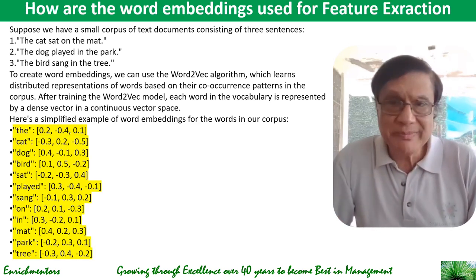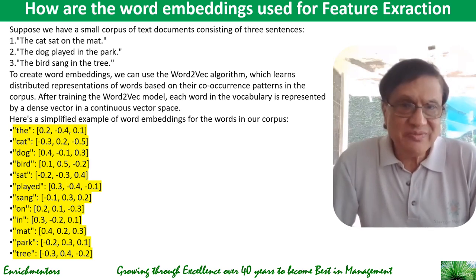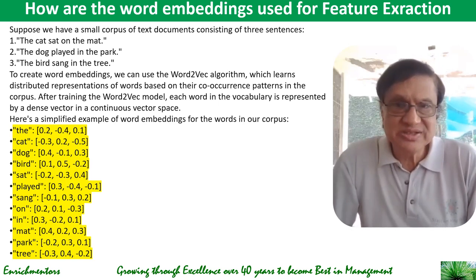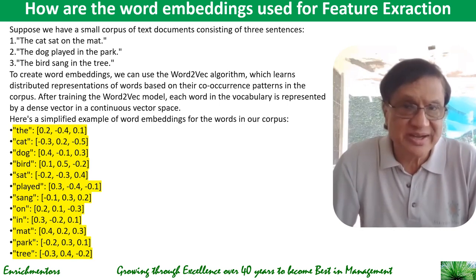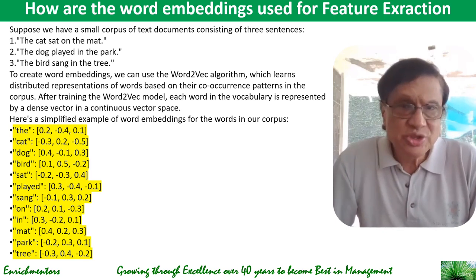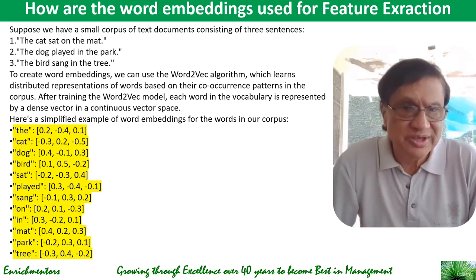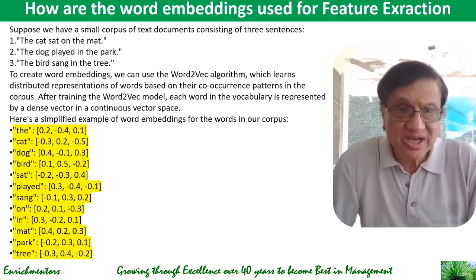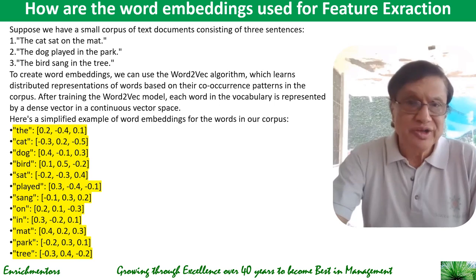Now, how are the word embeddings used in feature extraction? Let's say that we want to classify these sentences into two categories, animals and nature related. These three sentences: the cat sat on the mat, the dog played in the park, and the bird sang in the tree. We can use the word embeddings as features for this classification, and that is how it is done. Let's take a look at that.